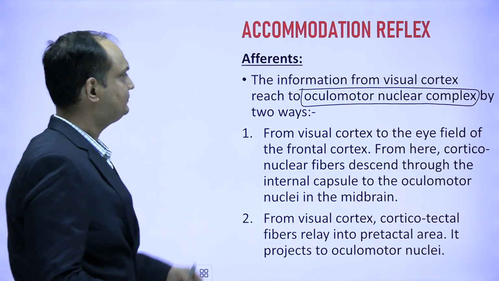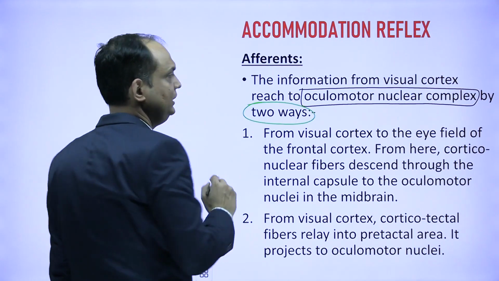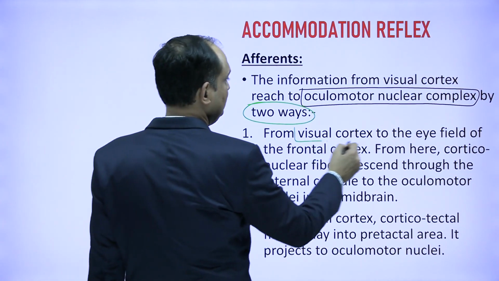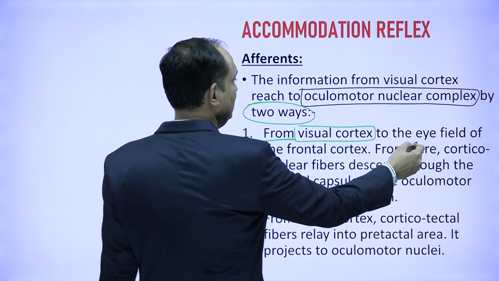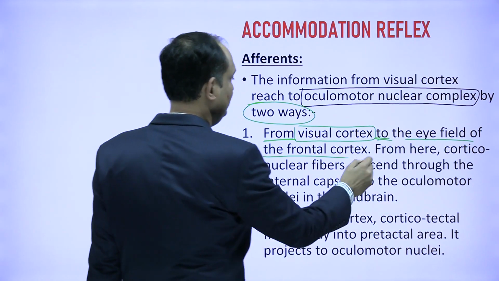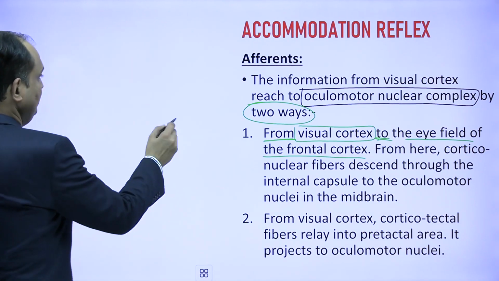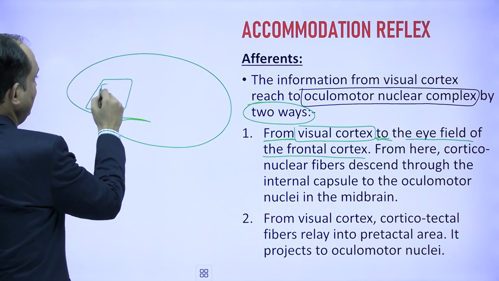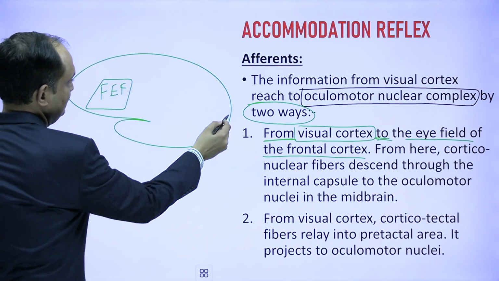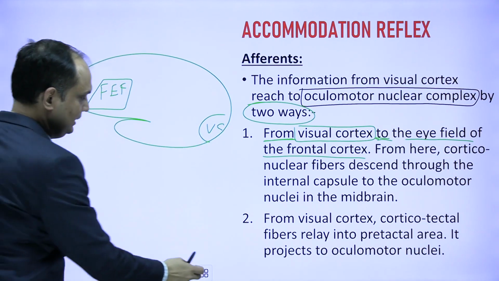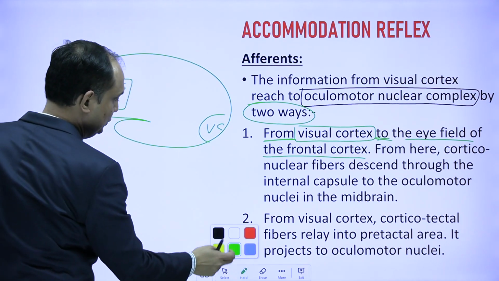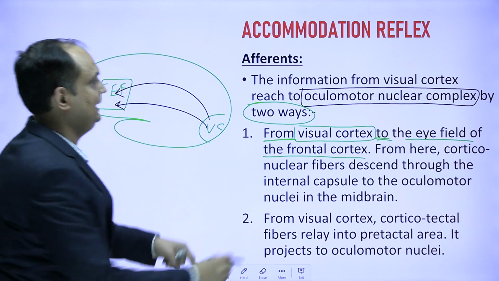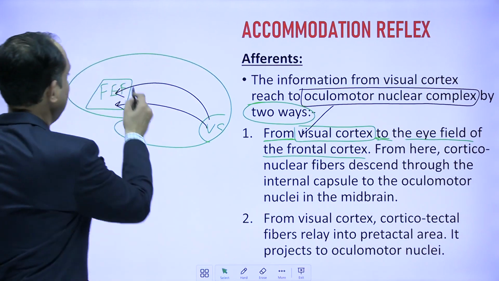So, what will happen? There are two ways to reach the oculomotor nuclear complex. The first is that from the visual cortex there is a connection to the frontal eye field of the cerebrum. Now, this is the cerebrum. Here you have the frontal eye field in the frontal lobe, and this is the visual cortex on the posterior side. There is a connection between the two areas, and this connection is here. So, the visual cortex is projecting to the frontal eye field.